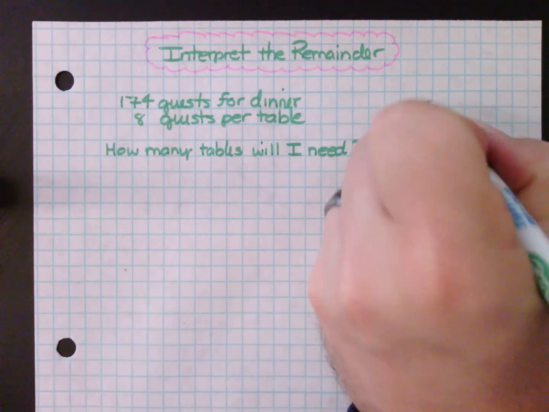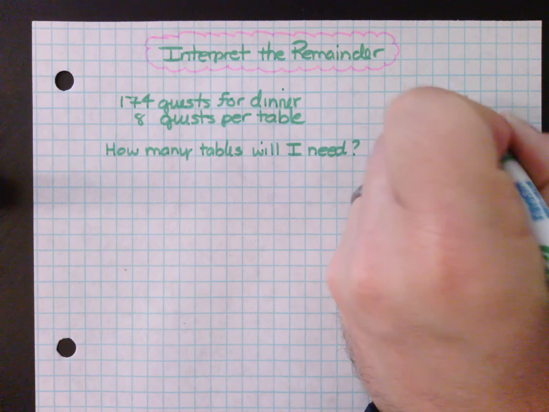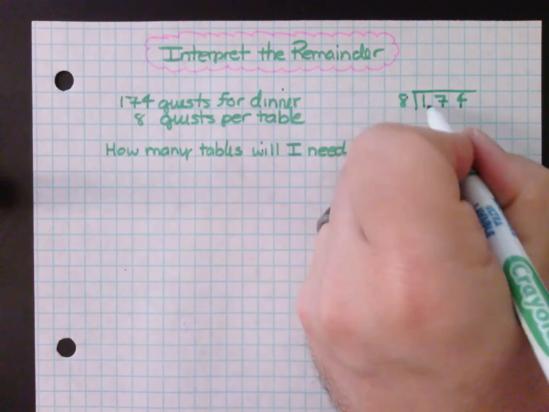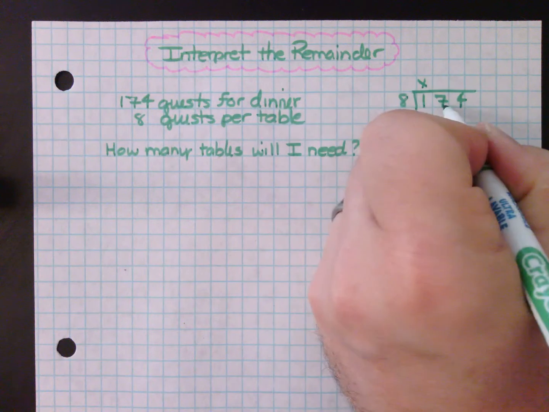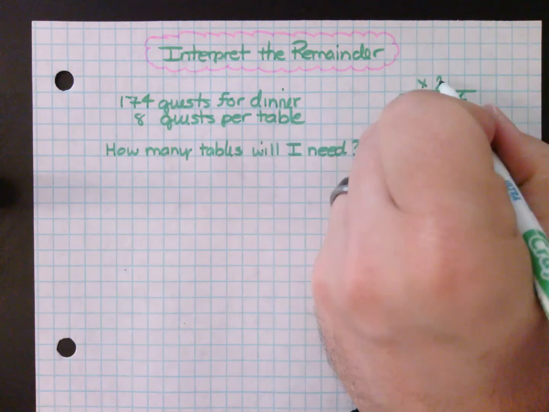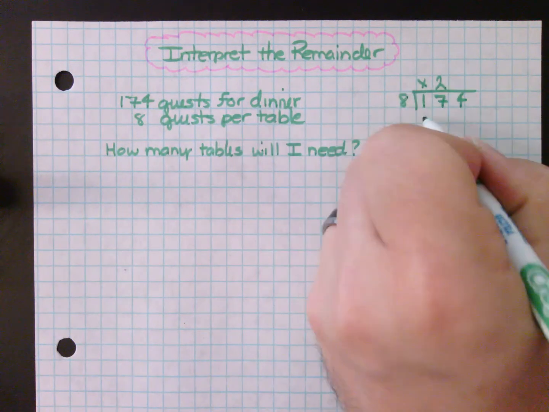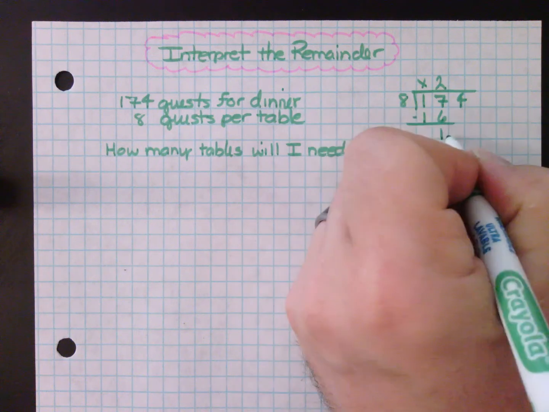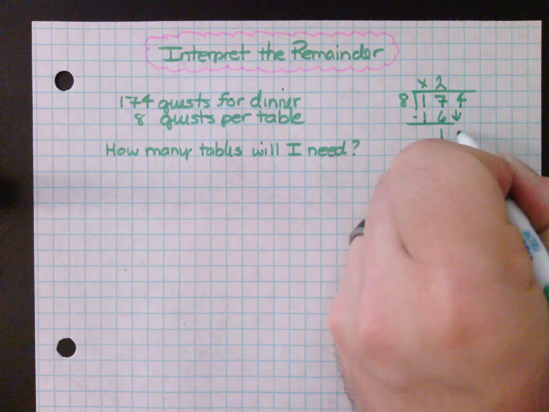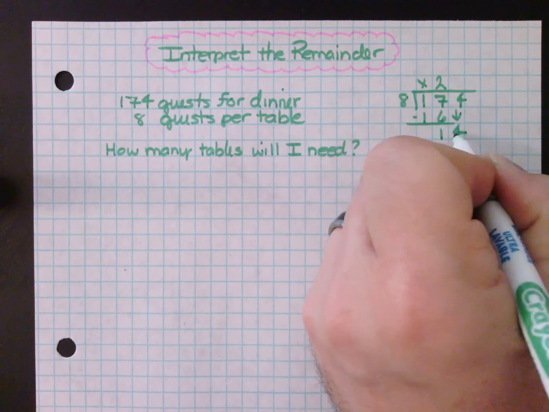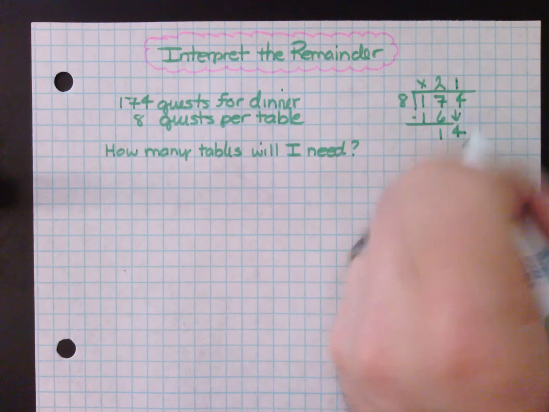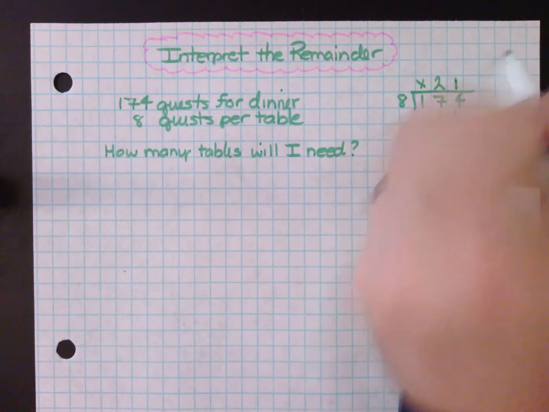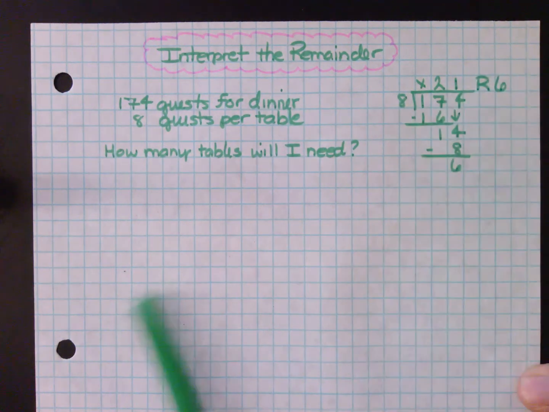So let's do the math. We have 174 divided by 8. 8 does not go into 1, but 8 does go into 17 twice. So I can multiply. 2 times 8 is 16, and then subtract to get 1. 8 does not go into 1, so I can move down my 4. 8 does go into 14 once. 1 times 8 is 8. Subtract, I get 6. And so my remainder is 6.